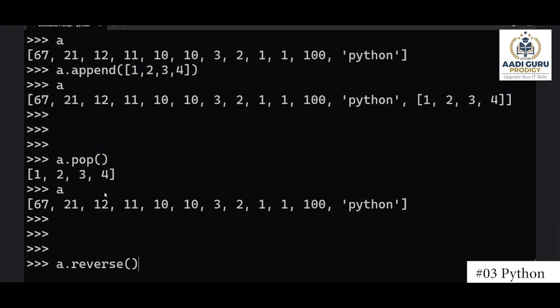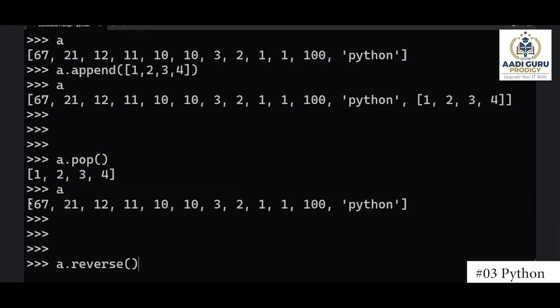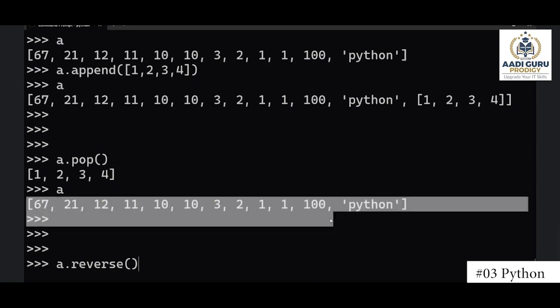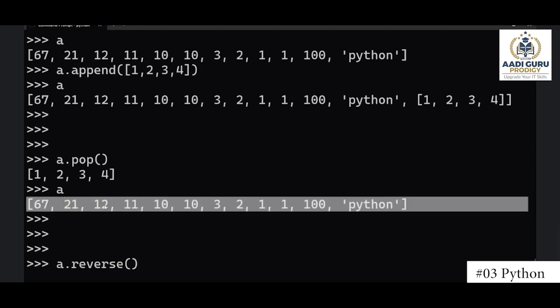What this operation will do is, now the list is like this, right? You have 67, 21, 12, 11, like this, you have a list. Now if you say a dot reverse, that means the items will get reversed. Python will come first, then 100 will come, then 1, then 2. So all the items will get reversed. Python will be in the first position, 67 goes to the last position, 100 comes to the first position, 21 goes to second last, and so on. All the items will get reversed.